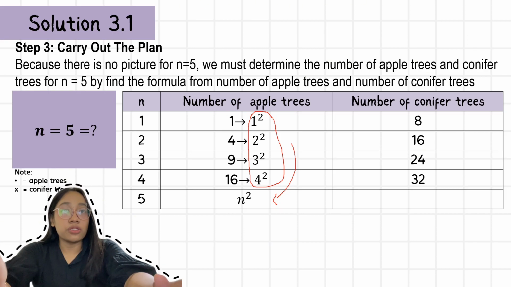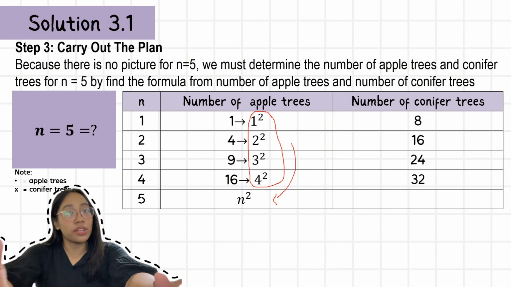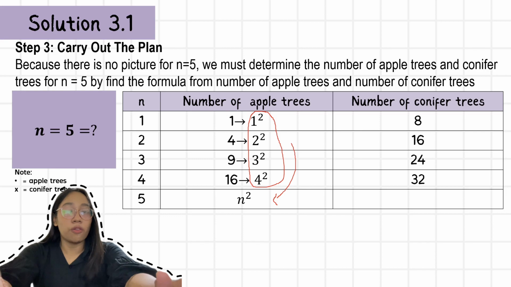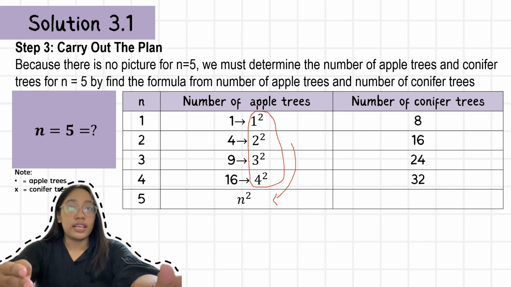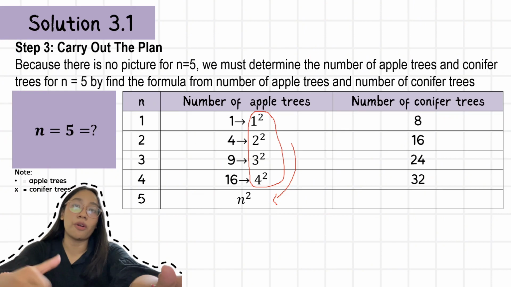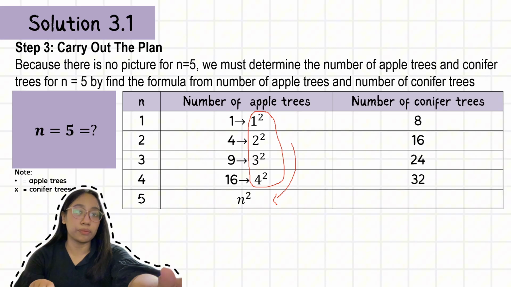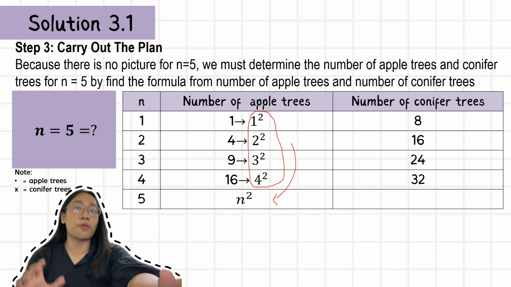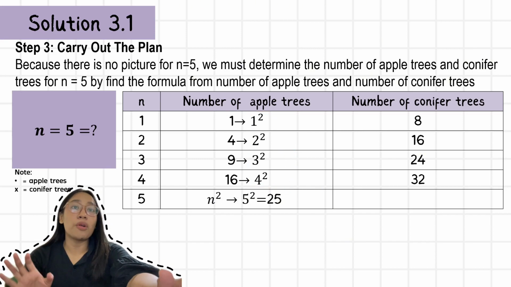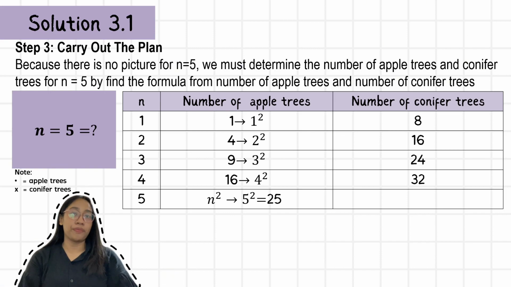And then for n is equal to 3, we get the number of apple trees is equal to 9, it means 3 squared. And for n is equal to 4, the number of apple trees is 16, and it is the same as 4 squared. So from that we can get the formula of the number of apple trees is n squared. From this formula we can get the number of apple trees for n is equal to 5 is equal to 5 squared, and it is equal to 25.